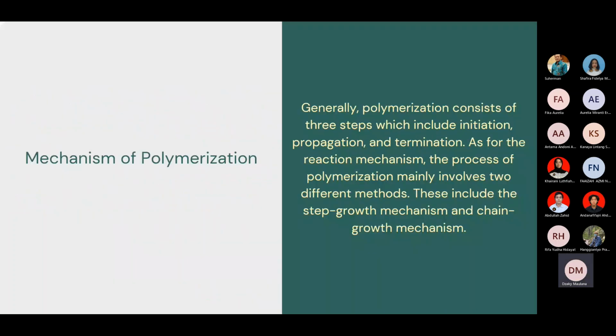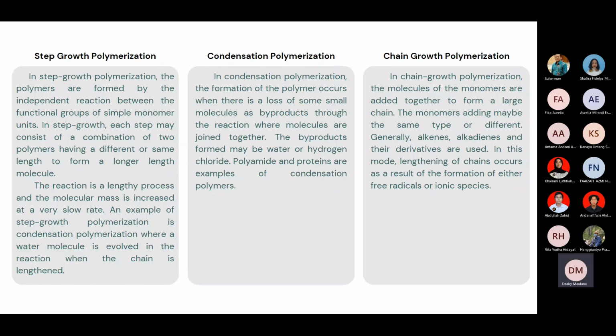So then I'm going to explain about the mechanism of polymerization. So generally, polymerization consists of 3 steps, which include initiation, propagation, and termination. As for the reaction mechanism, the process of polymerization mainly involves 2 different methods. These include the step growth mechanism and chain growth mechanism. Here I'm going to explain about the step growth polymerization, condensation polymerization, and chain growth polymerization.